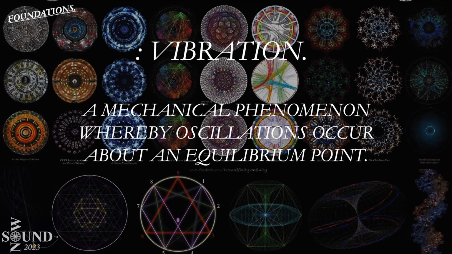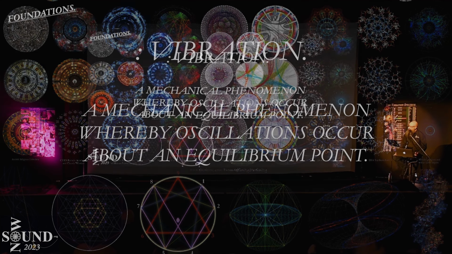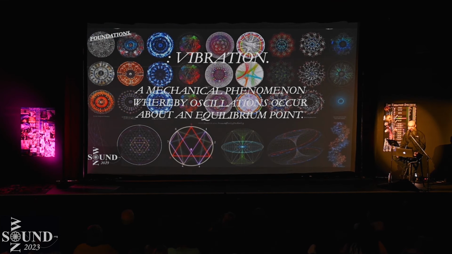Right, so what is vibration? Vibration is a mechanical phenomenon whereby oscillations occur about an equilibrium point. So that is something to ponder. And vibration occurs down to the lowest fundamental levels of what we can even imagine.